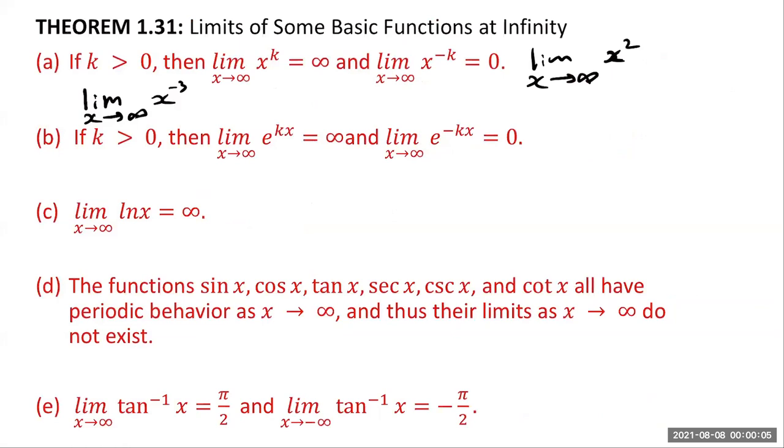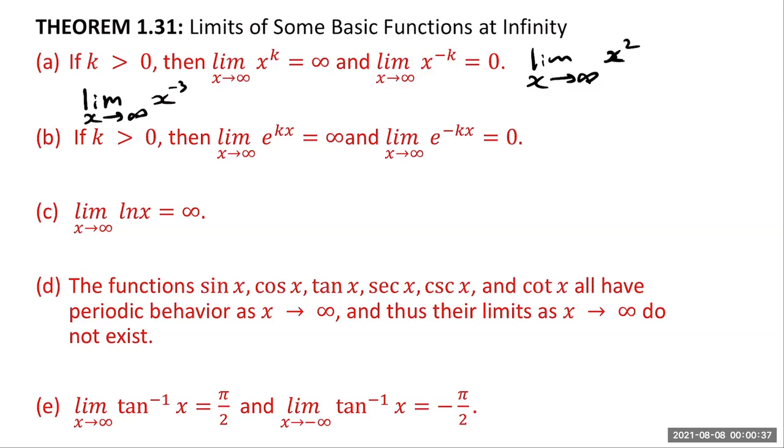All right, let's move on. Here is another very useful theorem that we will be using frequently. This is theorem 1.31, limits of some basic functions at infinity. If k is a positive number, then limit as x approaches infinity, x to the power k is always infinity. And limit as x approaches infinity, x to the power minus k is equal to 0.